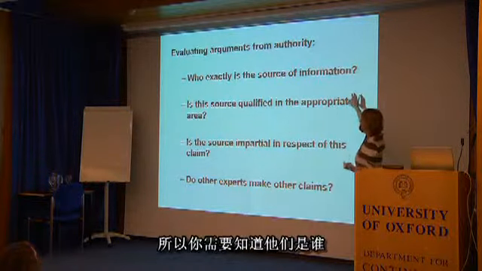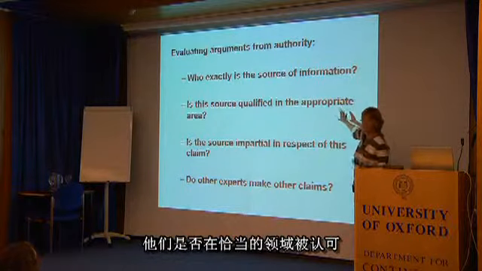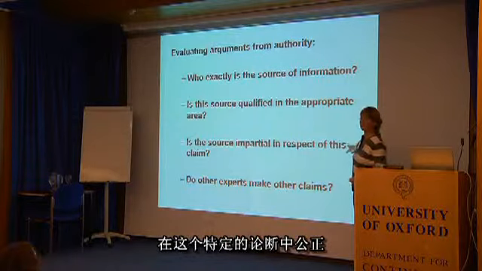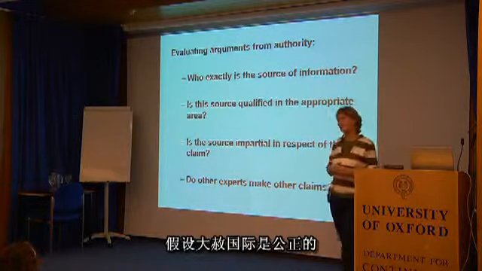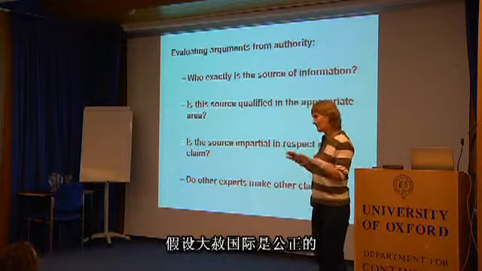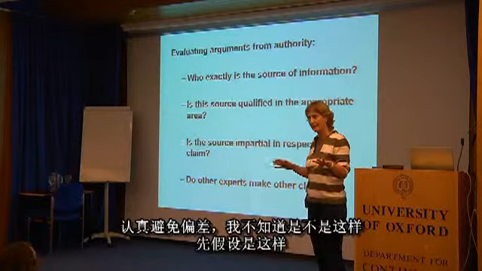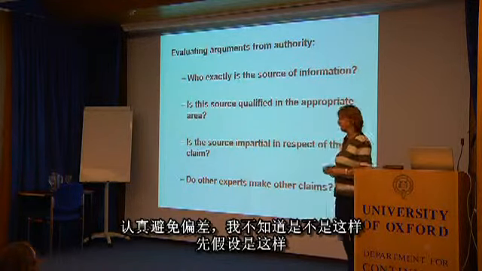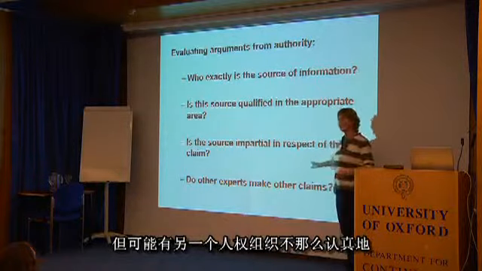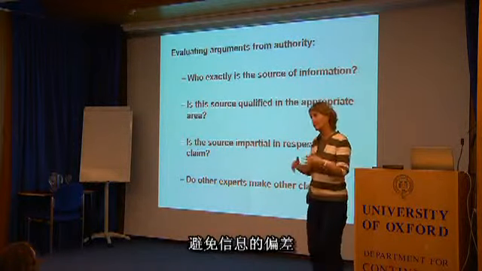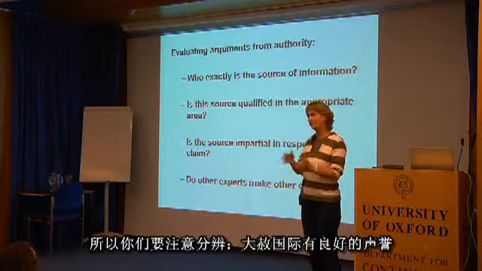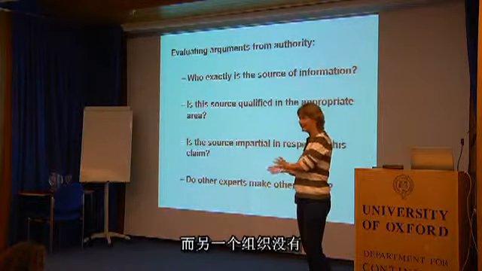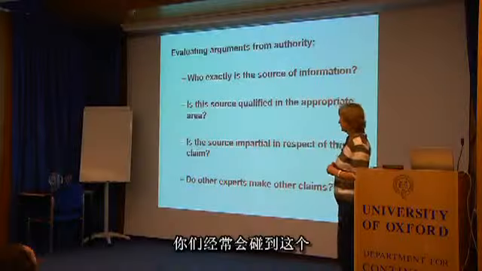Okay, so not only do you need to know who they are, you need to know whether they're qualified in the right area, and whether they're impartial with respect to this particular claim. So Amnesty International, let's say, are impartial. They go out and get the evidence and they're very careful not to be biased. I don't know whether that's true incidentally, but let's say it could be. But then there might be another human rights organisation that's not careful to make sure that its information isn't biased. So you'd need to distinguish between the fact that Amnesty is a reputable organisation and this other one isn't.